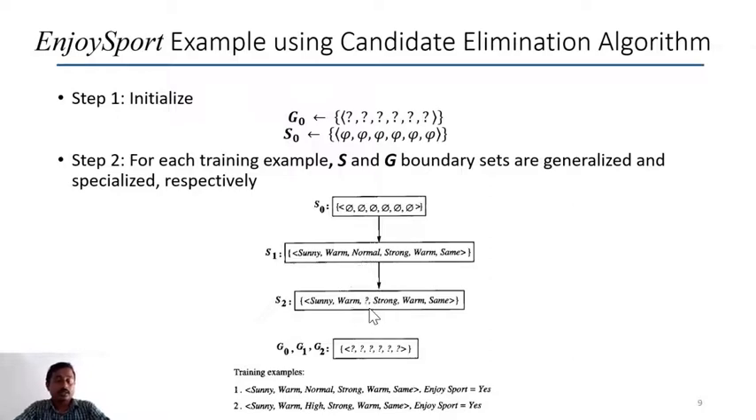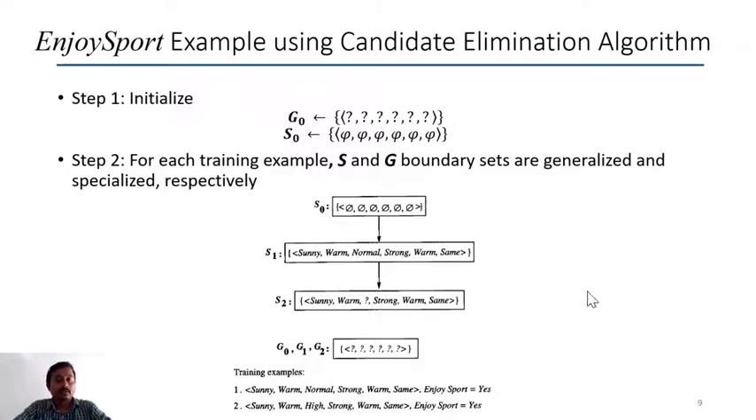As you can notice, these two are positive examples. So for every positive example, our specific set will become more general, and mostly the general boundary set will remain as it is. Again G1 is covering this example, so G2 will be equal to G1 only.